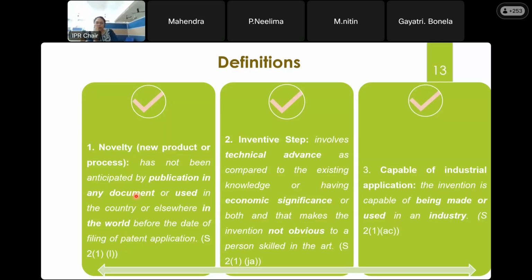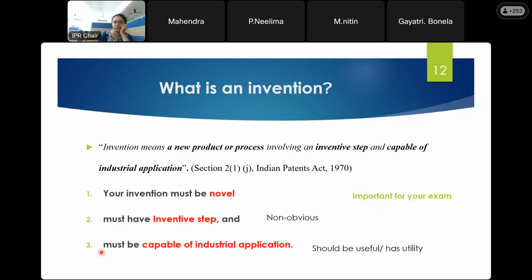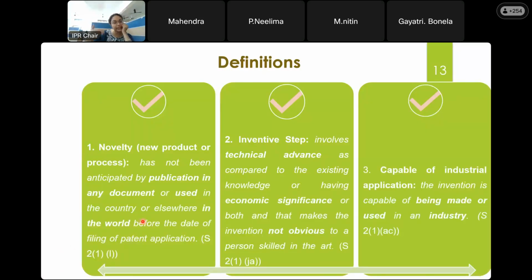Then it has also not been used anywhere. Maybe it's not written, but it is being used. So those things are also not patentable. Those things are also not novel. Okay, so this is the first criterion, novelty. So you basically have to remember these three lines, but I'm just explaining it in detail so that you remember if you want to remember.